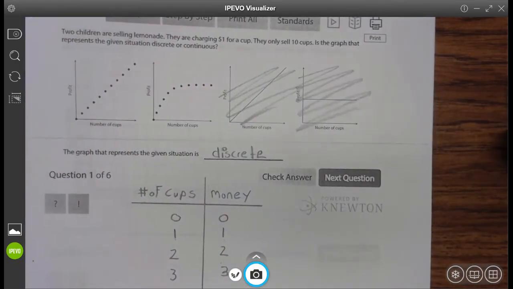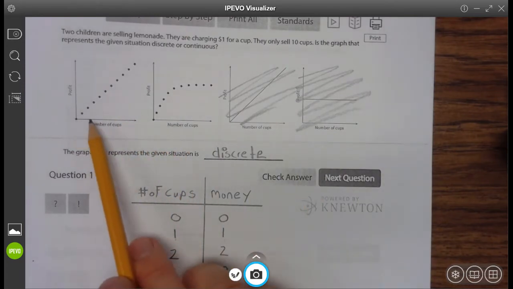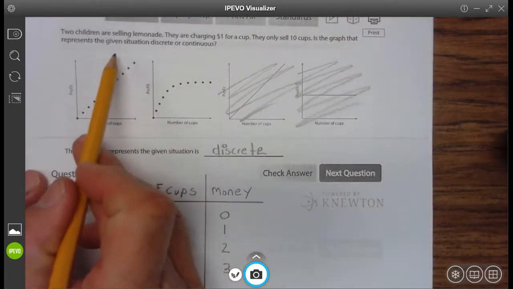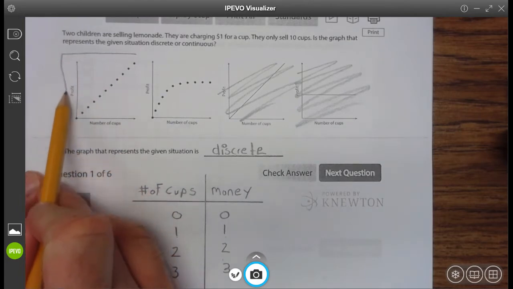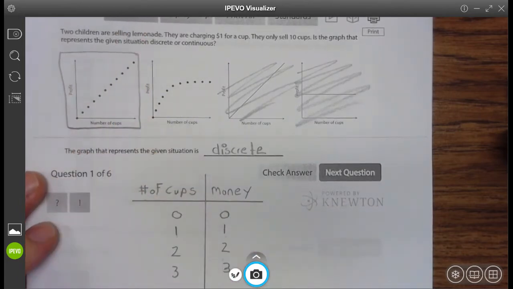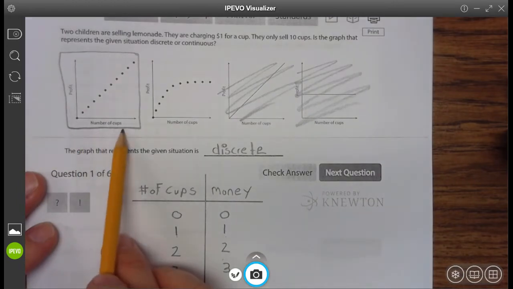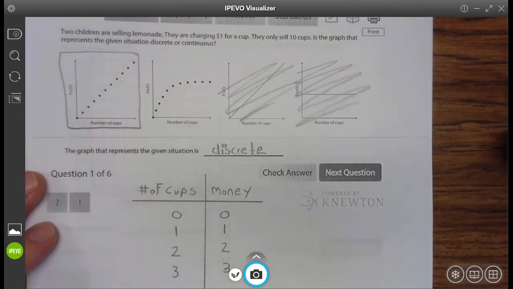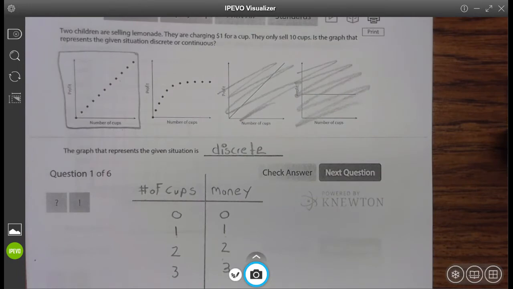Now, the graph that it represents is this graph right here, because as the number of cups increases, the money increases. All right, go ahead and finish up example 1.